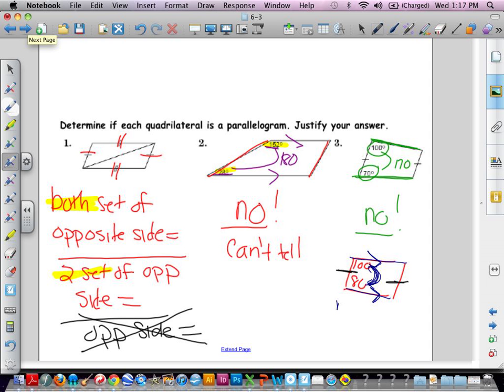You can add arrows here. This is still a no because the equal and the parallel must be on the same lines. These are not on the same lines. The arrows are on the top and the bottom. The congruent markings are on the left and the right. So that is still a no, but it's worth exploring.